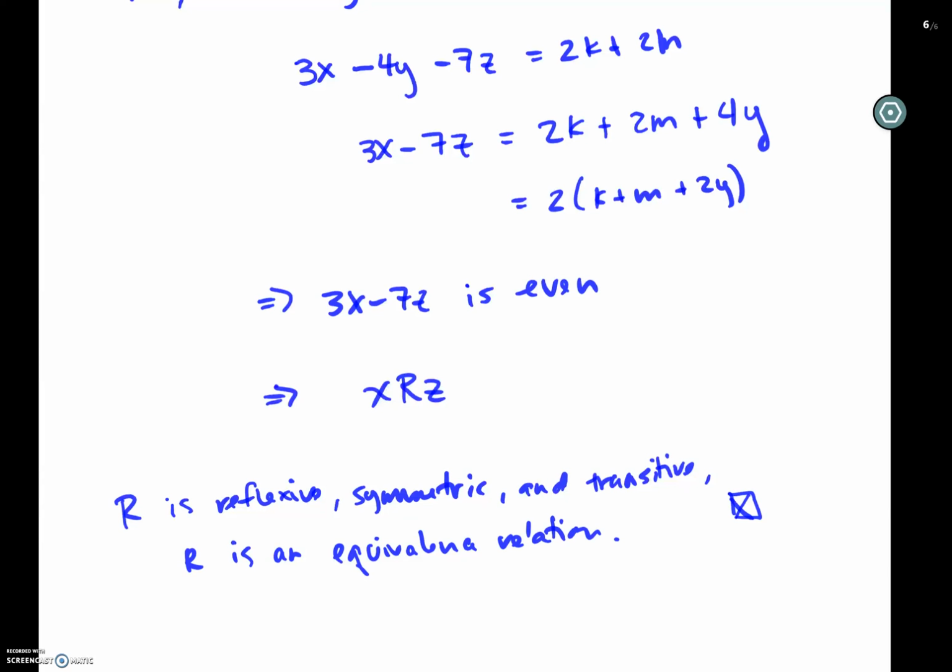So, anytime we can show that a relation R is reflexive, symmetric, and transitive, we know that it's an equivalence relation. So this is hopefully making you wonder, why would we care about equivalence relations?